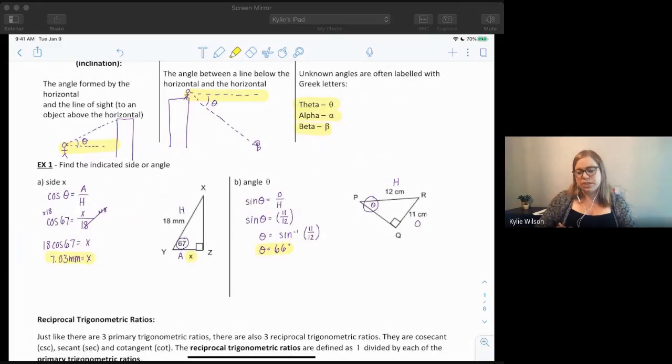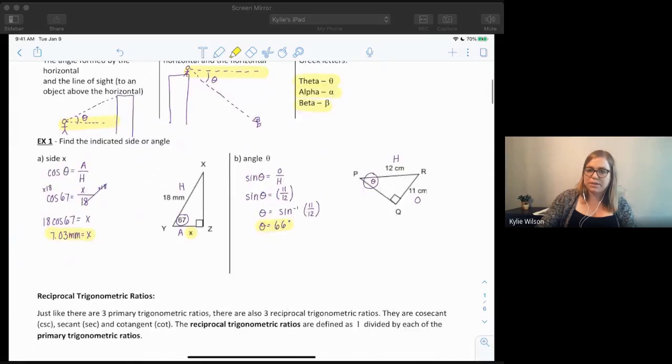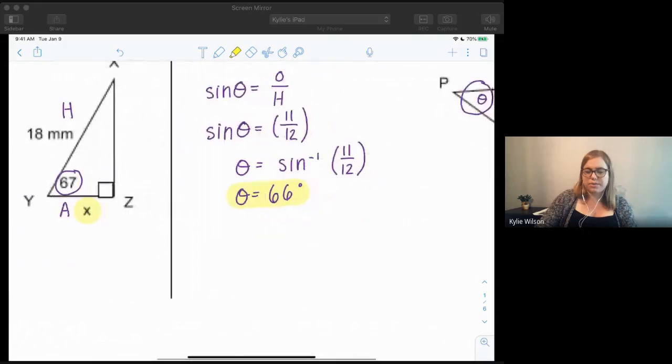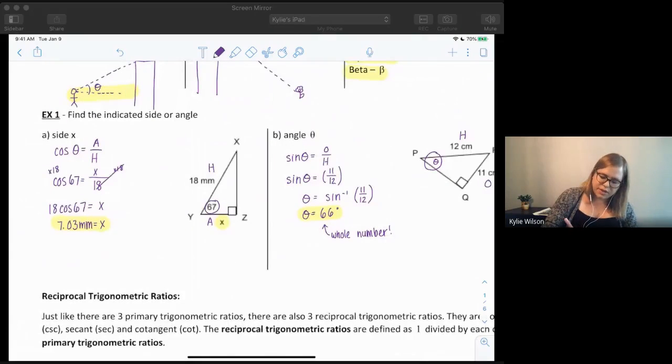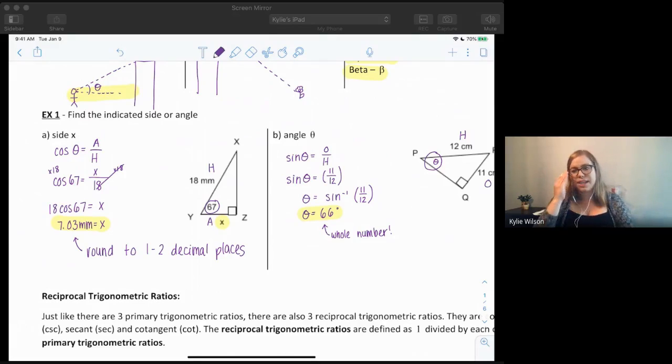So in general with trig stuff, that's a great question. The question that was asked was, how many decimal places should I round to? Typically for an angle, we round to whole numbers. And then for my side lengths, usually I round to 1 to 2 decimal places. If I'm going to be picky about it and it's going to be something where you could lose a mark, I'll make sure to put it in the question so it's very clear. But that's typical.